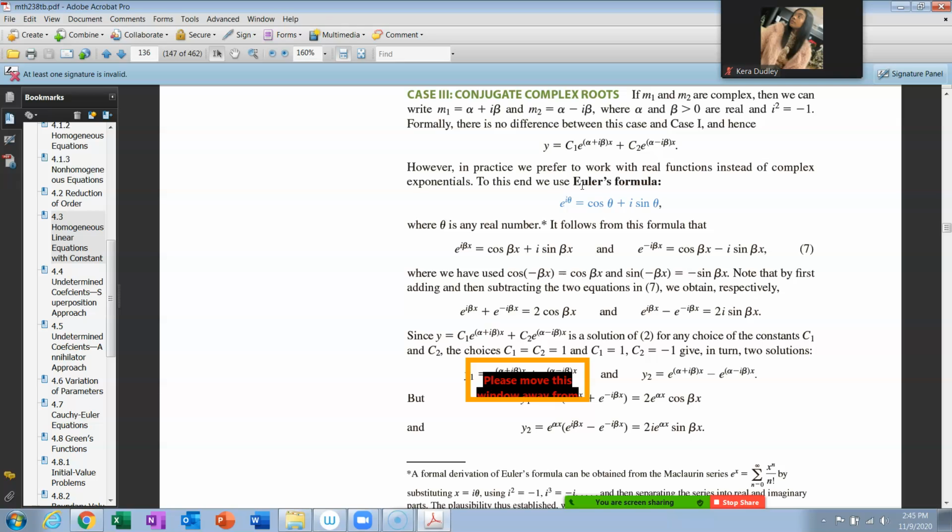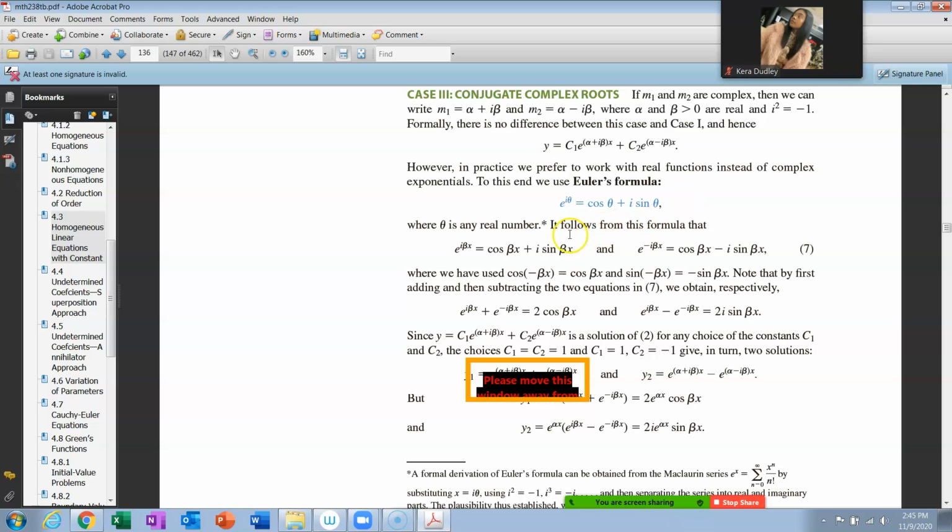Now this theta is a real number. We put the i there to make it complex here, e to the i theta, but theta itself is a real number. Cosine theta then would be a real number, and sine theta would be real, but i sine theta would be complex.